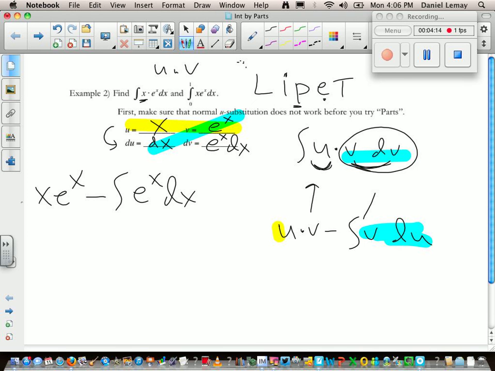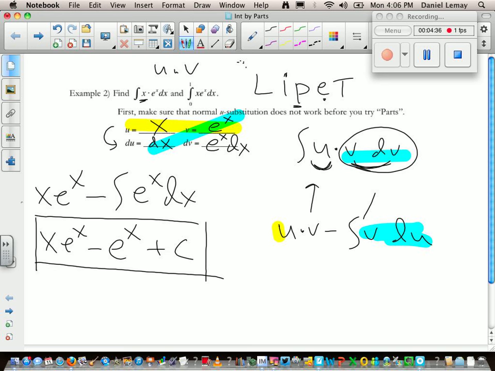Now we've still got another integral, and we've got to integrate this. However, the antiderivative of e to the x is really easy. That's just e to the x. So I've got x e to the x minus e to the x plus c. And that is the antiderivative of that function.